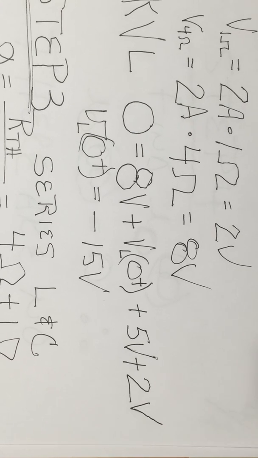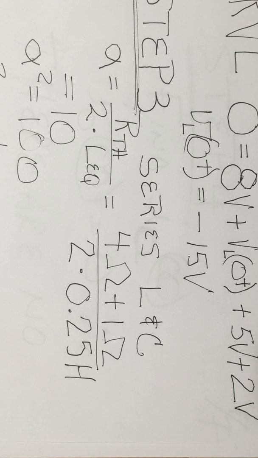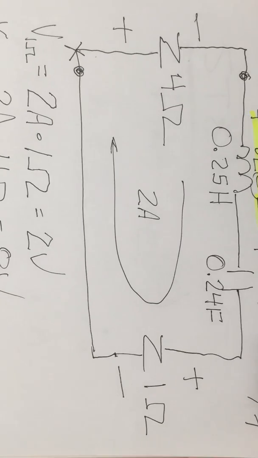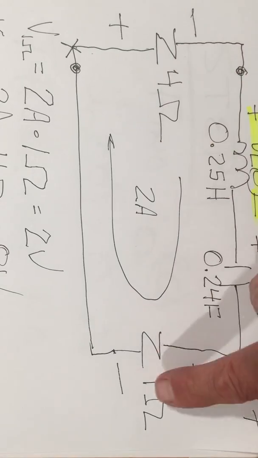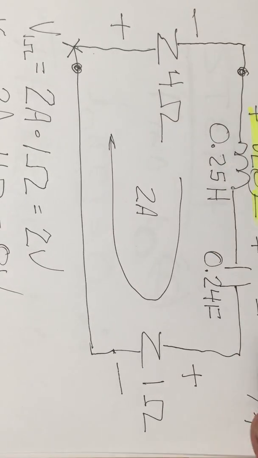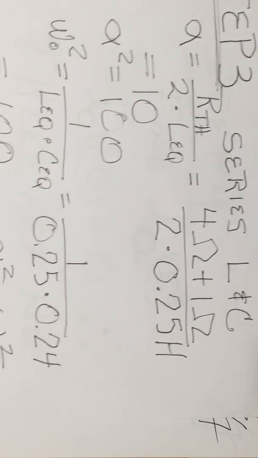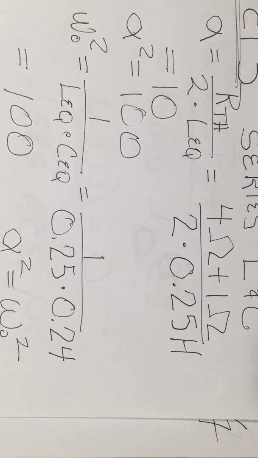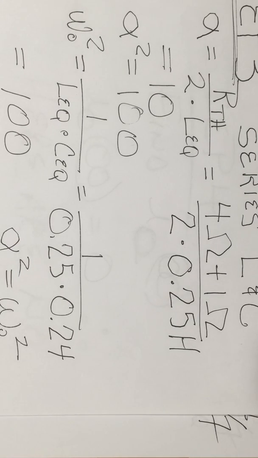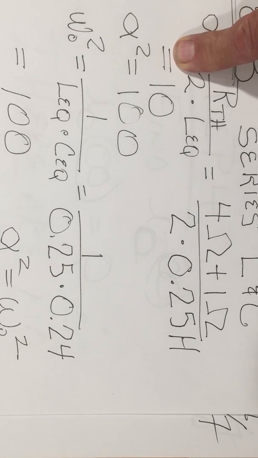The first thing I do is find alpha, which, since this is a series LC network, is RTH divided by 2 times LEQ. RTH is 4 ohms plus the 1 ohm, because they're in series. So 4 ohms plus 1 ohm gives me 5 ohms divided by 2 times 0.25 henries, and this gives me a value of 10.